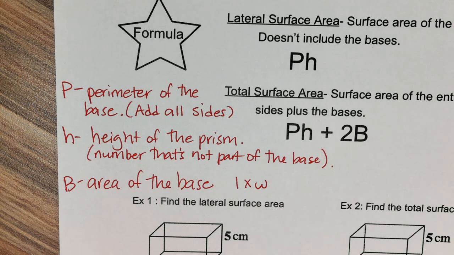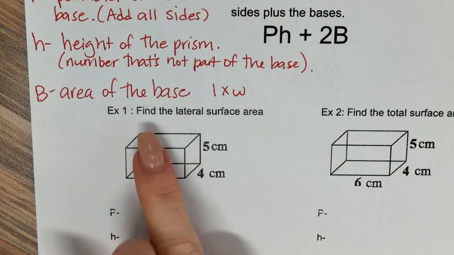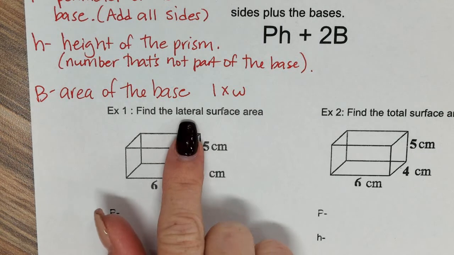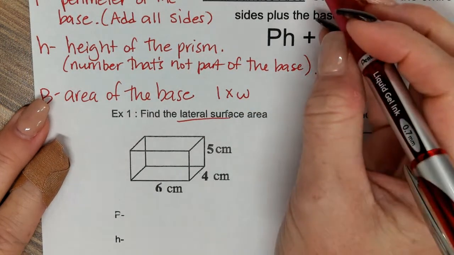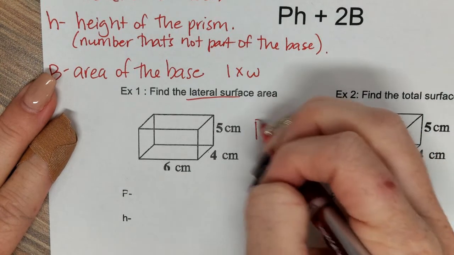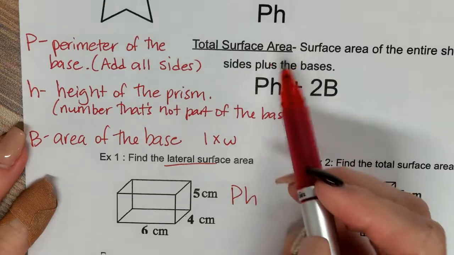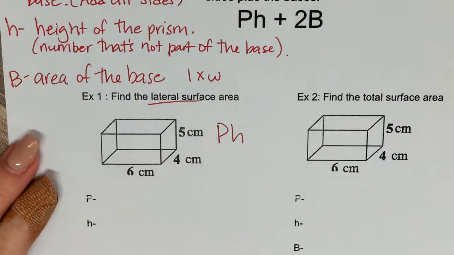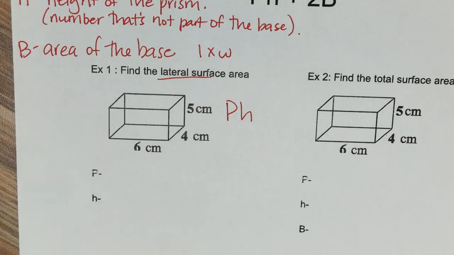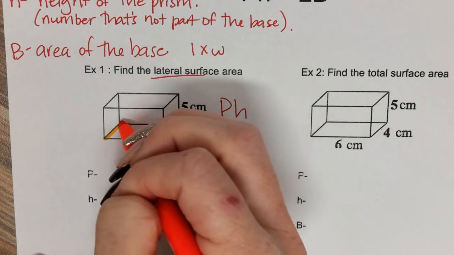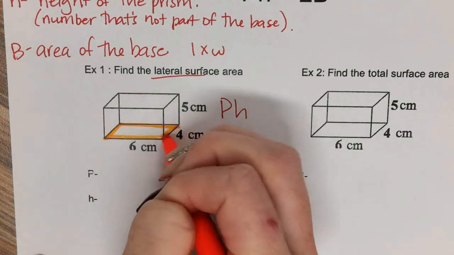All right, so on number 1, what does it ask us to find? Find the lateral surface area. So our lateral formula is P times H. Where did I get that from? Right there. So the first thing I'm going to do is figure out where is the base. Okay, we're going to pick the one it's sitting on. Do y'all see the base down here that it's sitting on? So shade it in or highlight it, whatever you want to do.